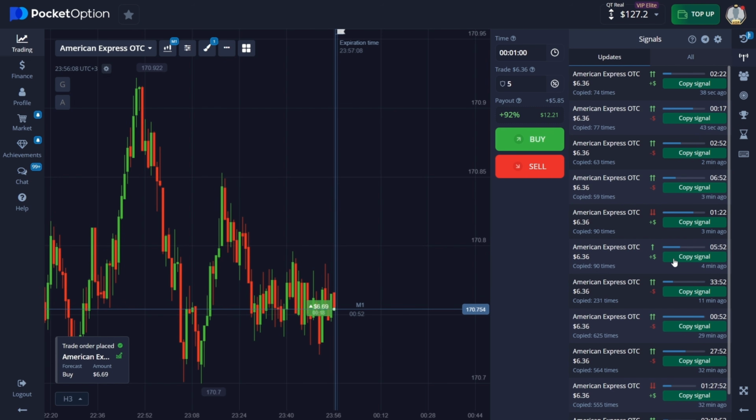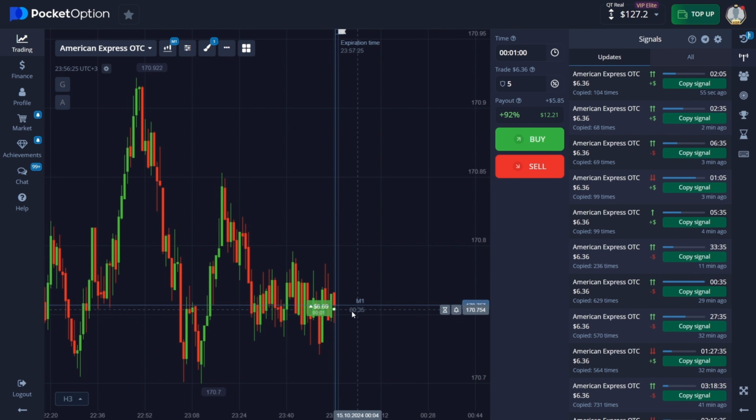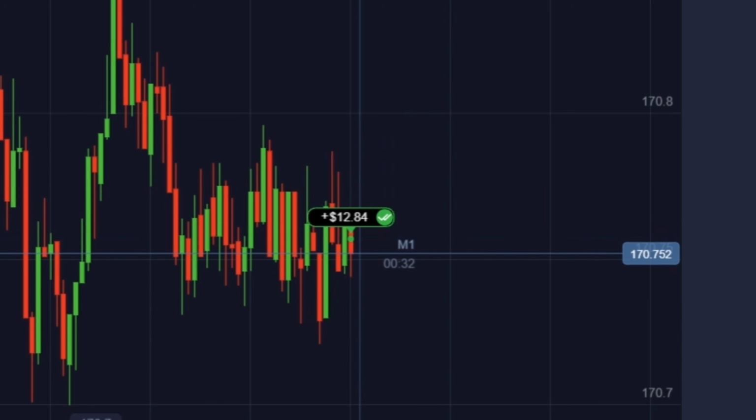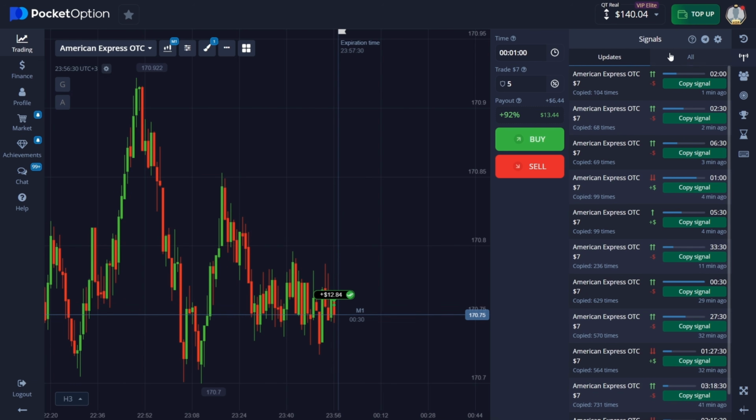Now we have another trade for 19 seconds and the copy time is 77. This was an upside trade. It was not in our favor initially, but we still have 5 seconds left. It came back and went in our favor and we won. Now my balance is $140.